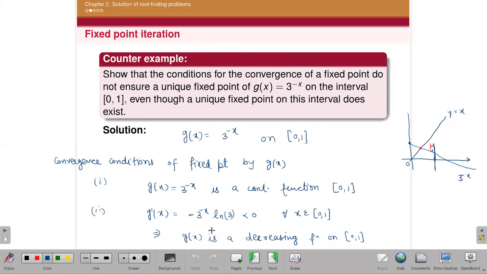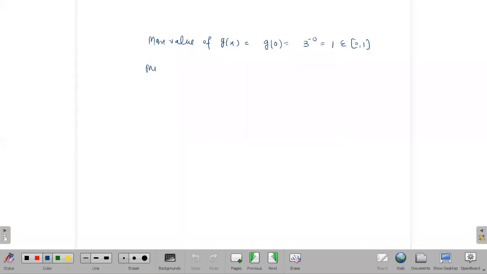Now we find the minimum value. This is at 1, and it is 3 raised to power minus 1, which is 1 by 3. It belongs to [0, 1]. So the minimum value and maximum value both belong to [0, 1]. It means g maps into itself.